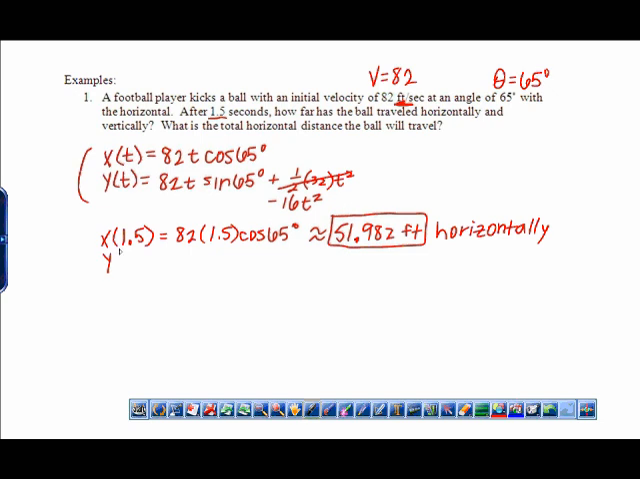All right, now the next part, they're asking us for the vertical distance after 1.5 seconds. And so again, we have 82 times 1.5 times sine of 65 degrees, and then again minus 16 times 1.5 squared. And we're going to see what this equals, and that's going to be in feet as well.